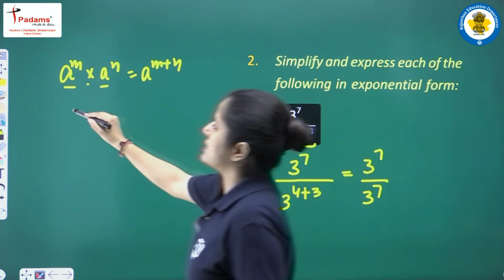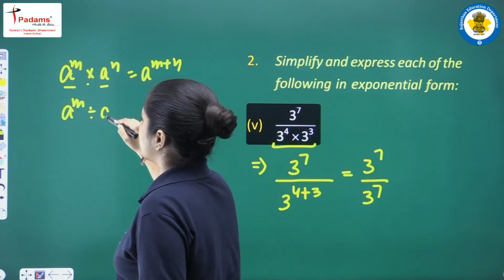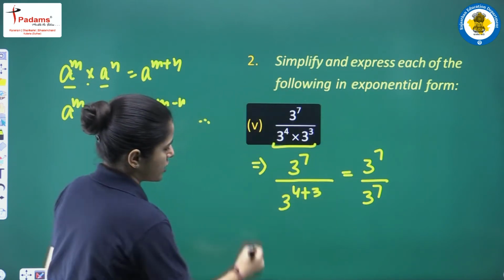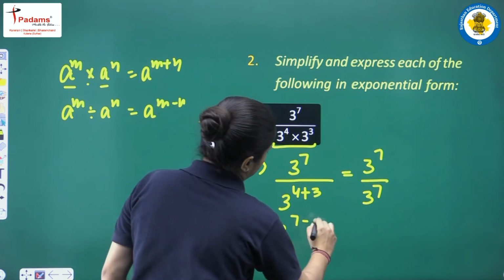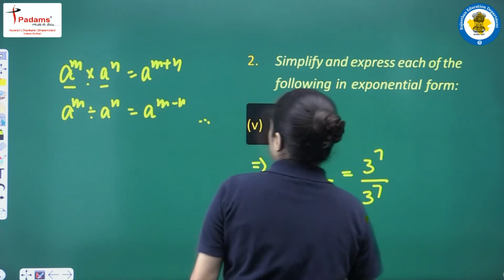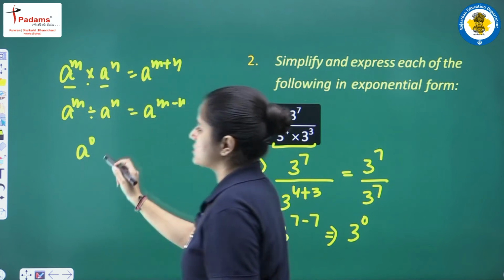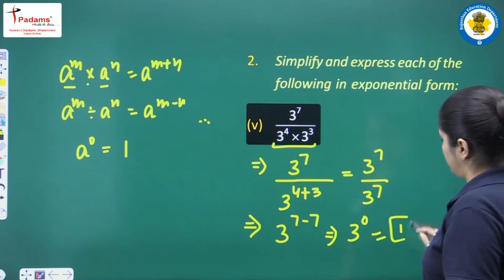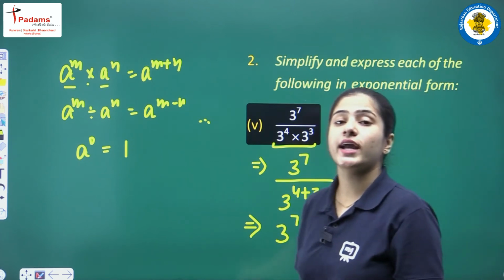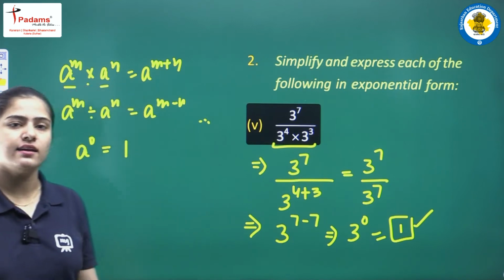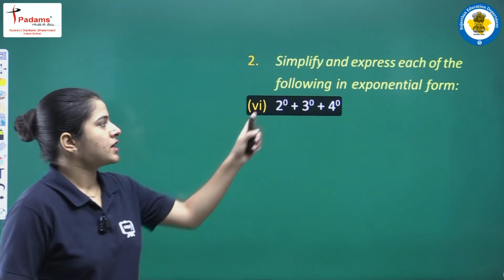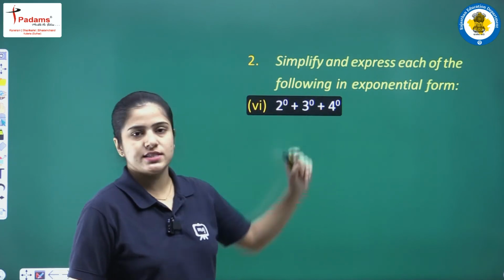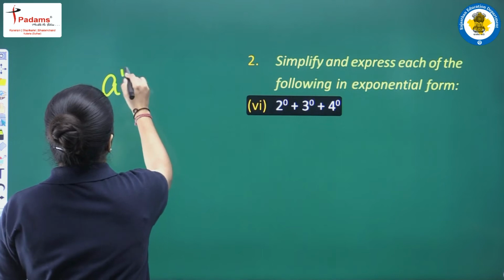Now students, when the base is same, division is there, then the powers are subtracted. Okay, now what will the powers be here? Subtracted. 3 raised to power 7 minus 7, that is 3 raised to power 0. Any variable, any number with power 0 is equals to 1. This is your answer. Looking at the next question students, now what is the next question? Part 6. Okay, 2 raised to power 0 plus 3 raised to power 0 plus 4 raised to power 0. Okay, a raised to power 0 is equals to 1. This is the law.